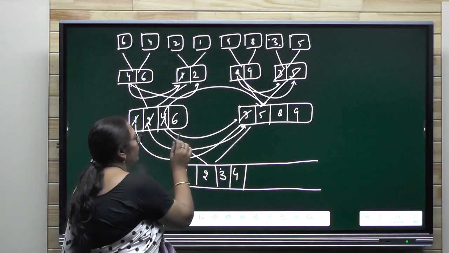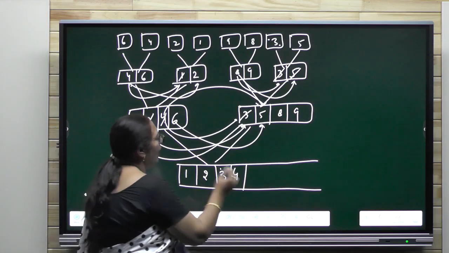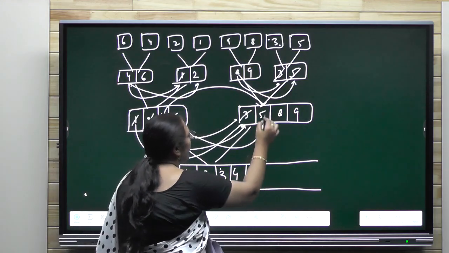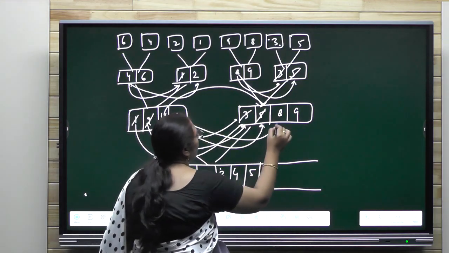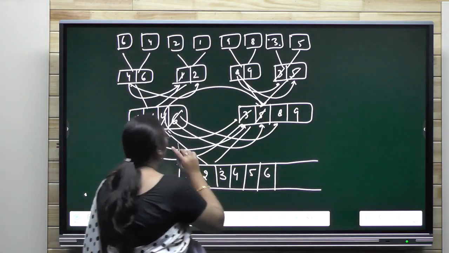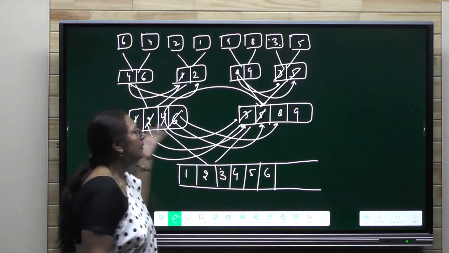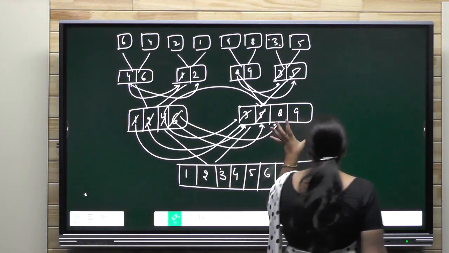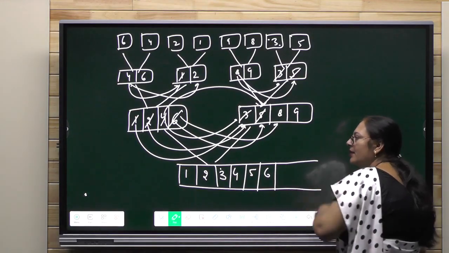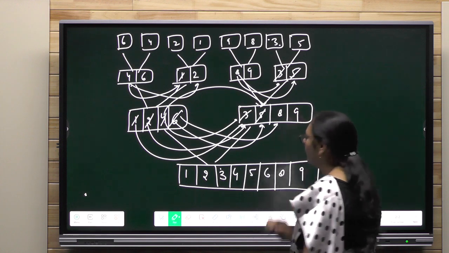Now 4 has come from here. Now the 6 will be compared with 5. So 5 is less, so 5 will take the position. Now 6 is compared with 8. 6 is less, so 6 will take the position. Now this sub-array's elements are exhausted, the list is empty. That means we can take the rest of the elements from the sub-array as they are. No need of comparing, because these are already in sorted order.